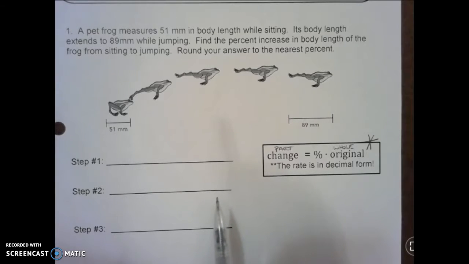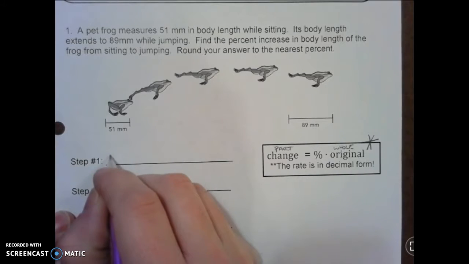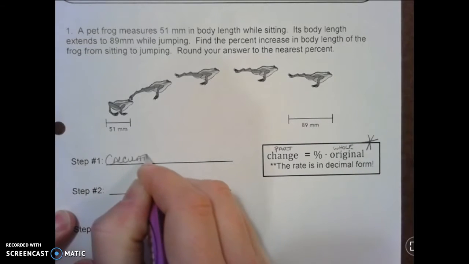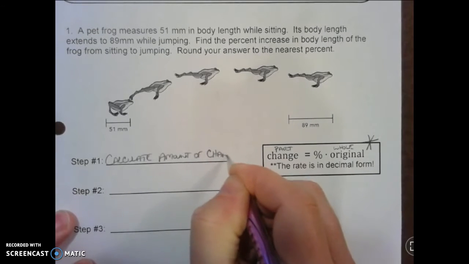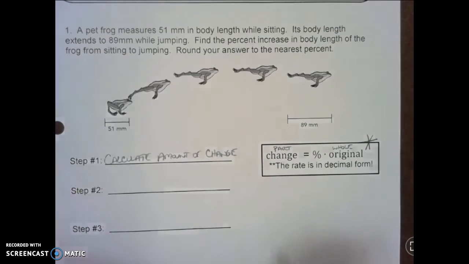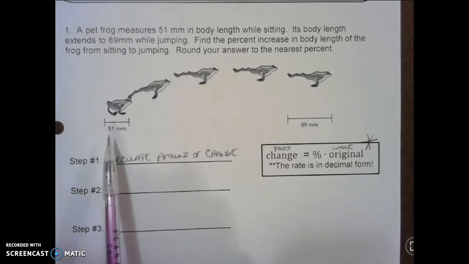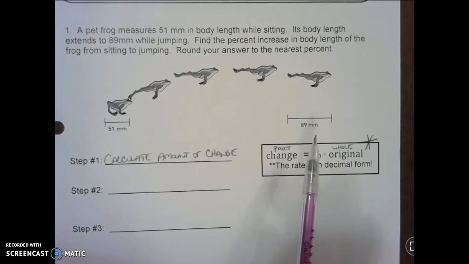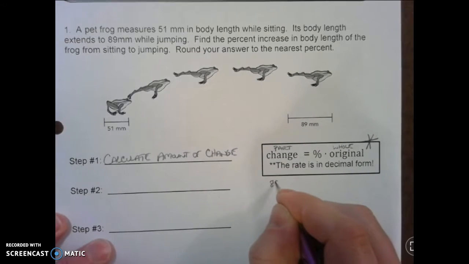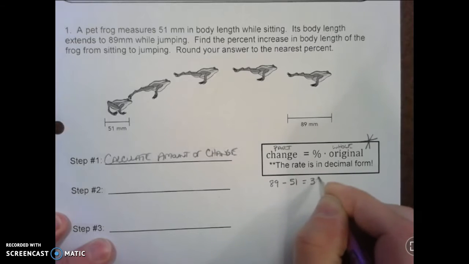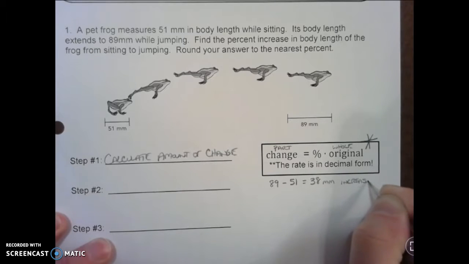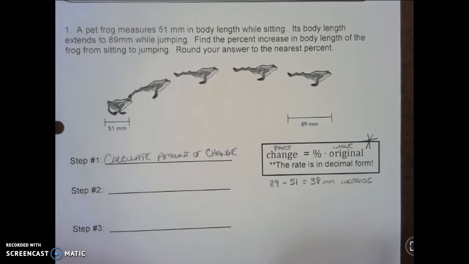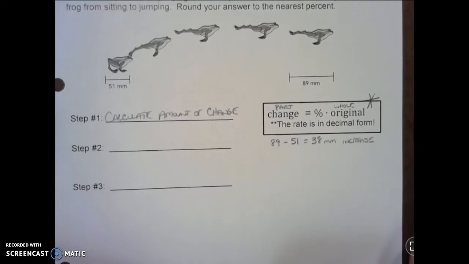And so here in step one, the first thing we have to do, we have to calculate the amount of change. And the way that we're going to do that is look at the lengths of the body of our frog. It was 51 millimeters while it was sitting. It's extended to 89 millimeters while jumping. So to find how much it's changed, we're going to subtract those amounts. 89 minus 51 is equal to 38. It was a 38 millimeter increase in the frog's body length. That's the value that we're going to use for the change in our equation.